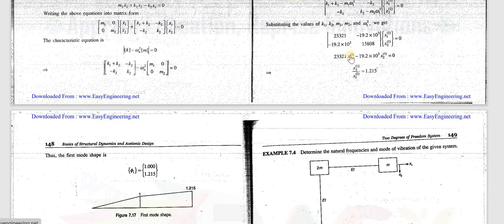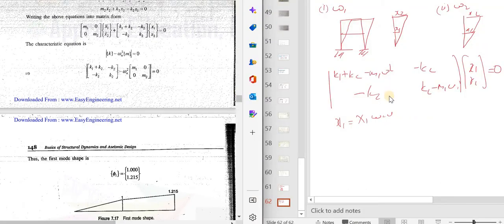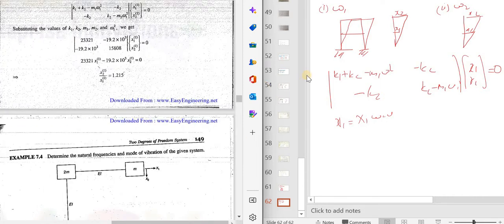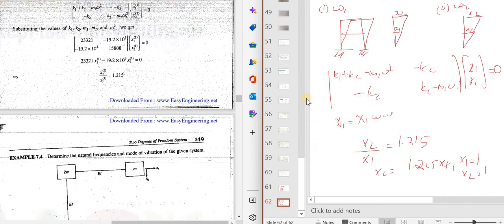What is the meaning of this? So I got a value, that is x2 by x1 is equal to, by substitution and all, I am getting 1.215. That is x2 is equal to 1.215 x1. Now I am just substituting x1 is equal to 1. So when x1 is equal to 1, what will be x2? 1.215.